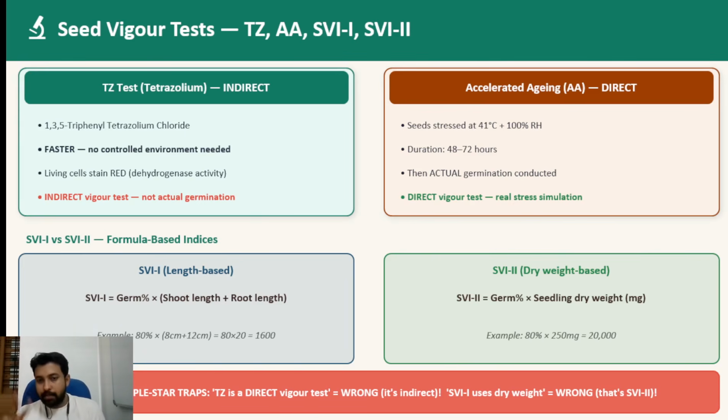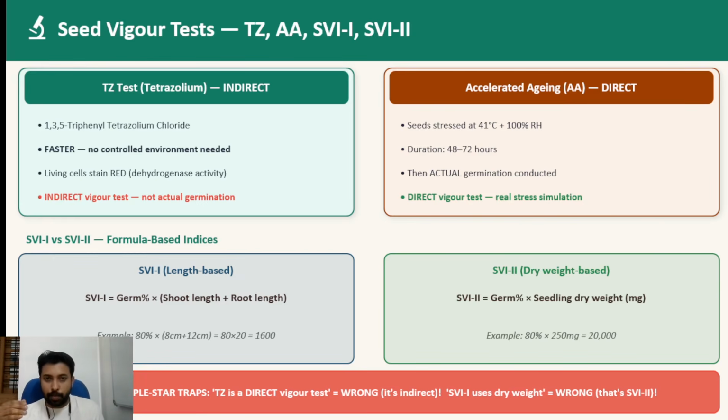There are two indices, that is SVI1, which is a length based approach, and SVI2, which is a weight based approach. I have given the equation also for that. Here you need the shoot length and root length after a particular number of days, while here you will be taking the weight of the seedling after drying it. These are the two types of seed vigor indices.